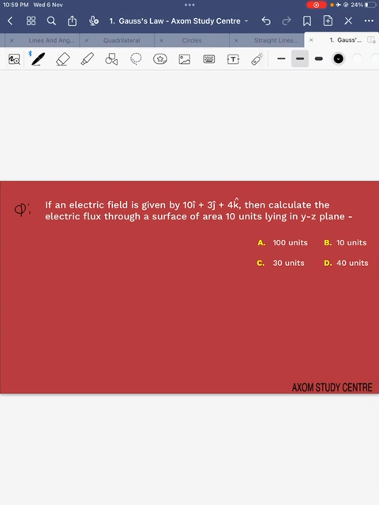Next is, if an electric field is given, then calculate the electric flux through a surface area of 10 units lying in the YZ plane. Here they are asking for the flux. The area is in the YZ direction, so Y, Z, X. This is the area, it is 10 units given. Area equal to 10 units.